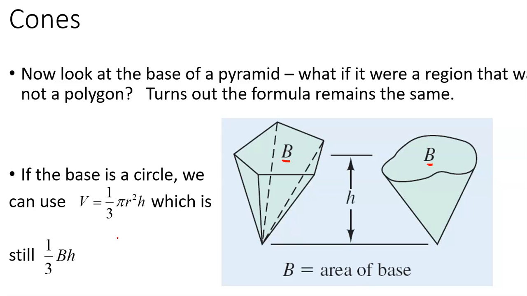If the base were a circle, we could replace that area of the base with pi r squared. That's certainly possible, right? That's the area of the base. Same idea, though. So again, rather than memorize a bunch of different formulas, 1/3 area of the base times height will give you the volume for both a pyramid and the cone.